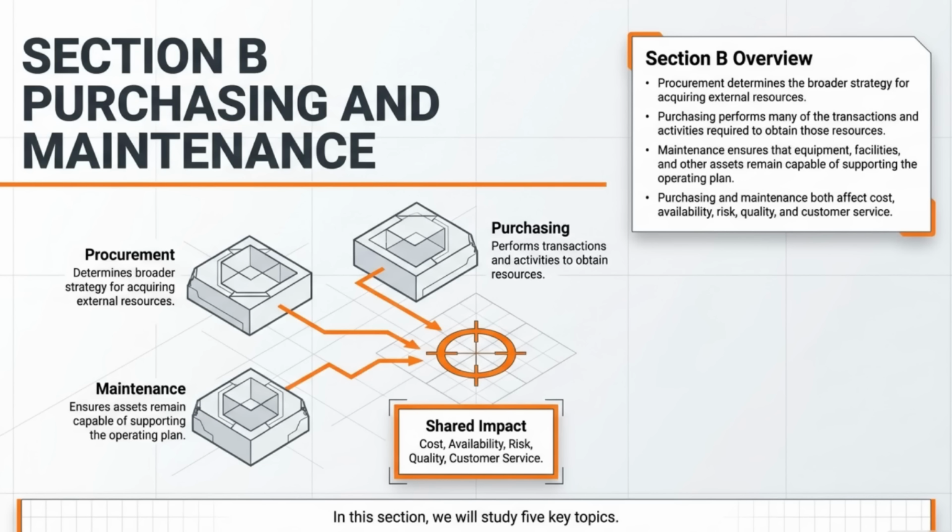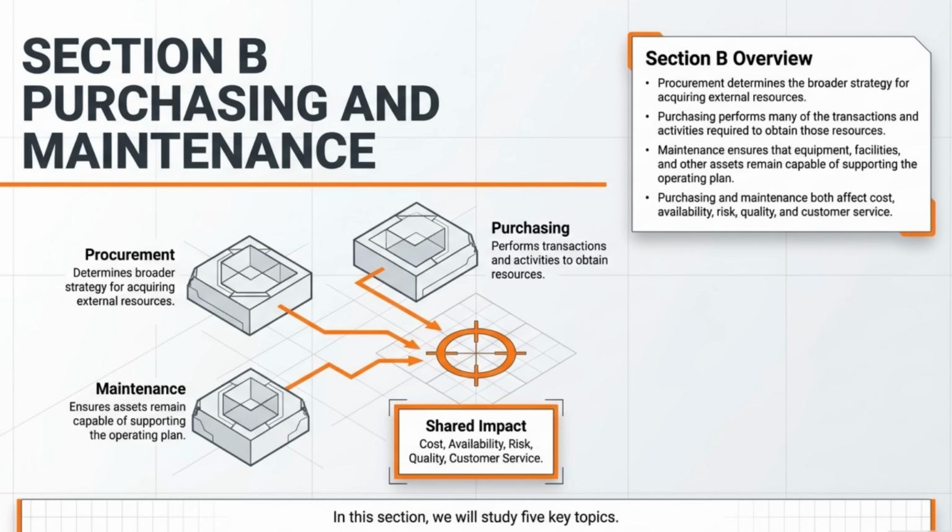Section B, Purchasing and Maintenance. Section B, Overview. Procurement determines the broader strategy for acquiring external resources. Purchasing performs many of the transactions and activities required to obtain those resources. Maintenance ensures that equipment, facilities, and other assets remain capable of supporting the operating plan. Purchasing and maintenance both affect cost, availability, risk, quality, and customer service.